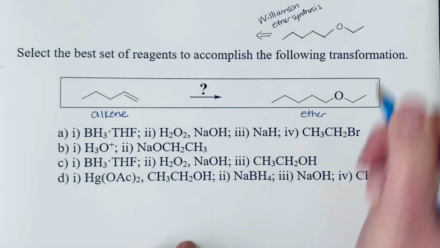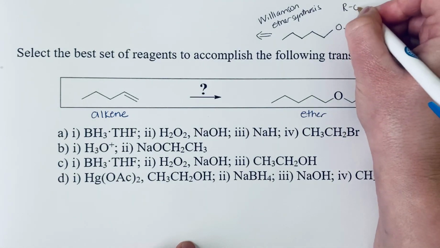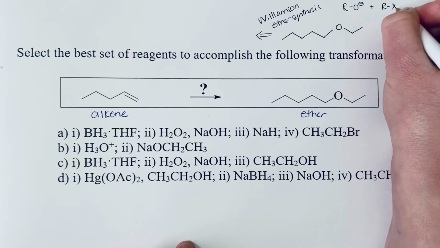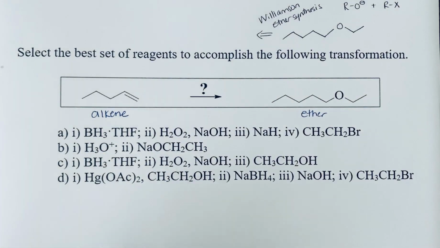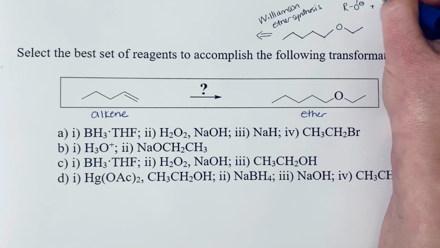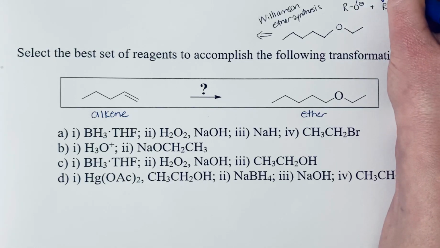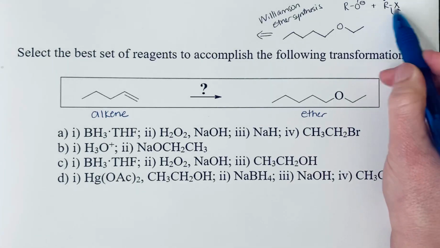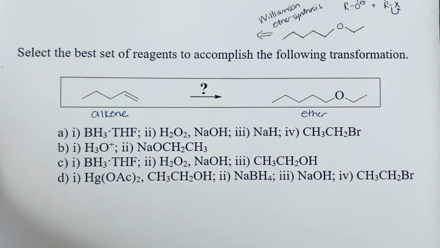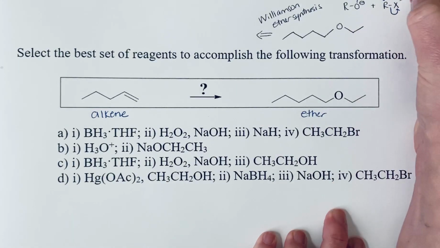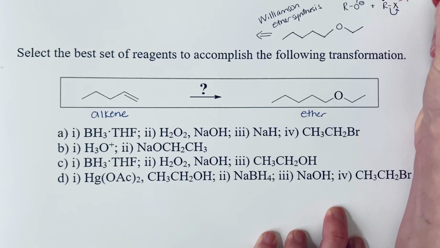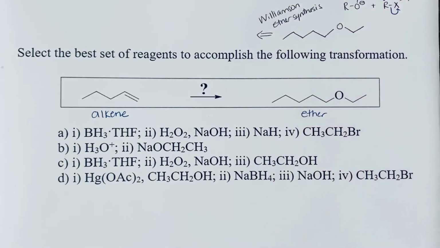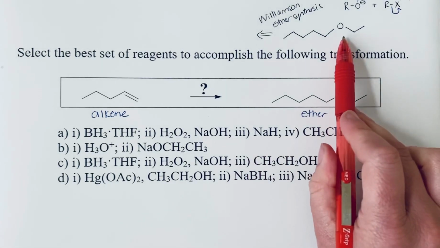And so for a Williamson ether synthesis, you need an alkoxide and you need an alkyl halide. And then this reaction is an SN2 reaction. And this works best when your alkyl halide is primary. So this alkyl halide should be primary, or just one carbon atom, a methyl group. And so here is our ether.